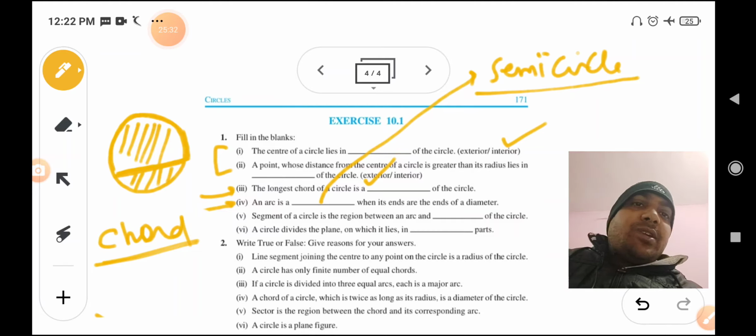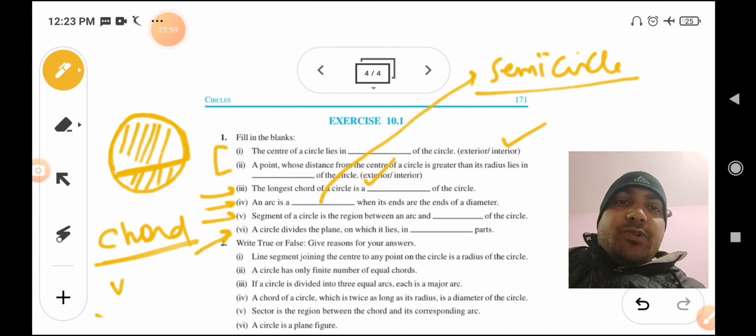Is it clear to everyone? Okay. So coming to the next, sixth part, right? A circle divides the plane on which it lies. What we studied? It divides the plane into three parts. One is interior, then circle, and the other one is outside, exterior. So for sixth, answer will be three parts.